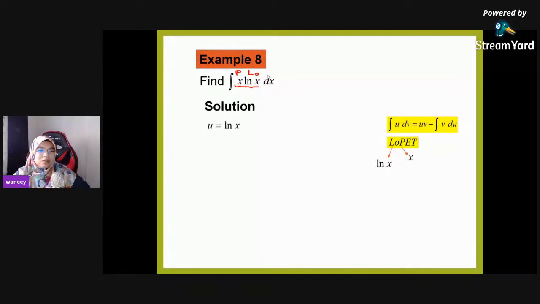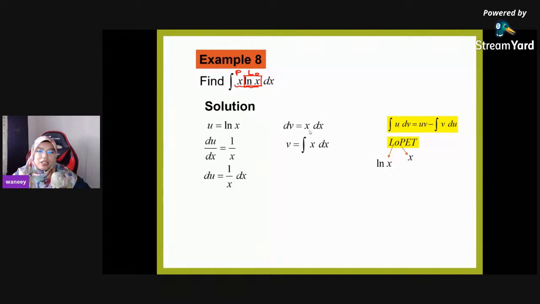Okay, so u is equal to ln x. We're going to differentiate ln x. So it will become 1 over x. dv is equal to x dx. So like I told you before, nanti highlight ln x tu. After you highlight your ln x, you're going to see you have x dx. Okay, so x dx, this one. So you're going to integrate x dx. So this is x squared over 2. And then we're going to use the formula. So integrating x ln x dx, u times v.